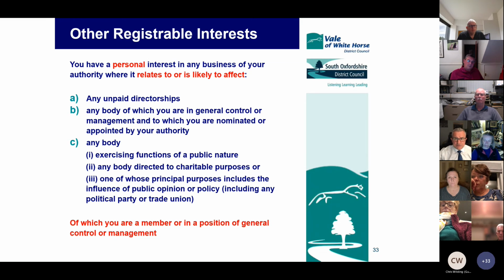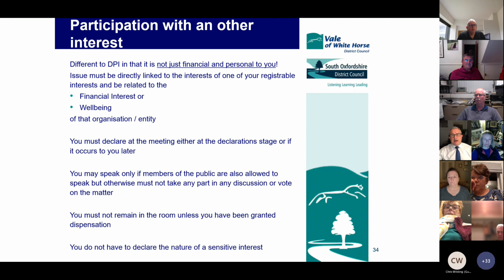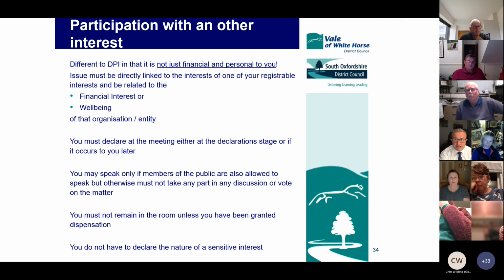So if something comes across the council desk which is in relation to that body in which you have an interest, then you have to declare, and then you have to think about what is actually taking place here. So it's different to a DPI because it's not just financial and personal to you. It must be linked to the financial interest or well-being of that organisation or entity. So let's say, for argument's sake, you are a school governor and the school governors are applying to your council for a grant, for example. Quite clearly there's a financial interest involved, so the other interest would be engaged.